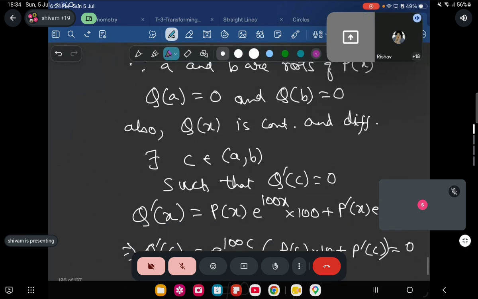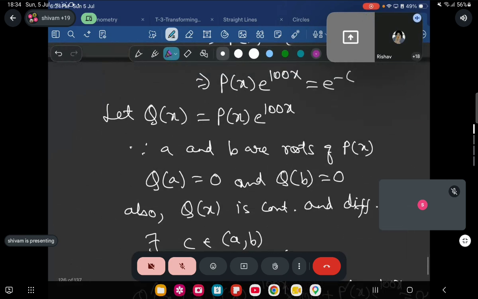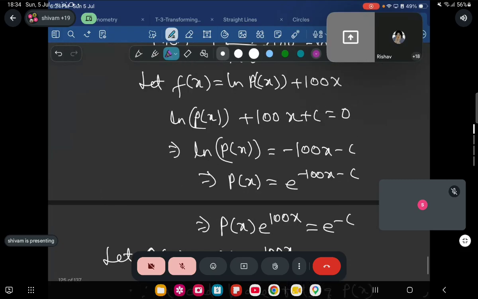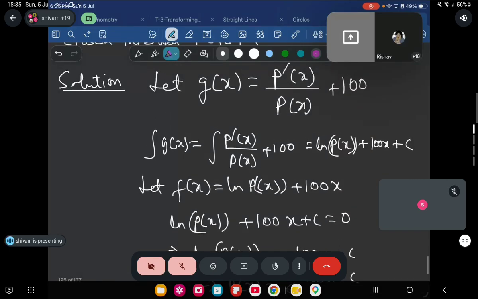Could you scroll down a bit? Scroll up a bit more. So yeah, over here, let f of x equal the polynomial of the term that you have, ln p of x. Yeah. Why did you equate it to 0? Which one? Just after the step, you equated the whole thing to 0. Wait a minute, let me see.